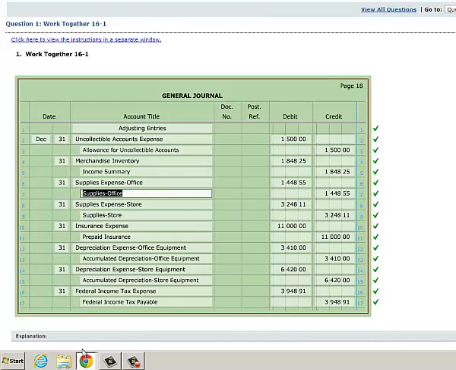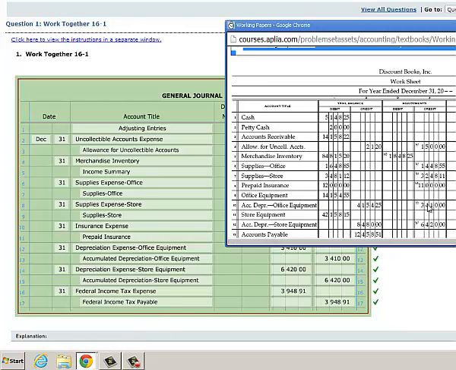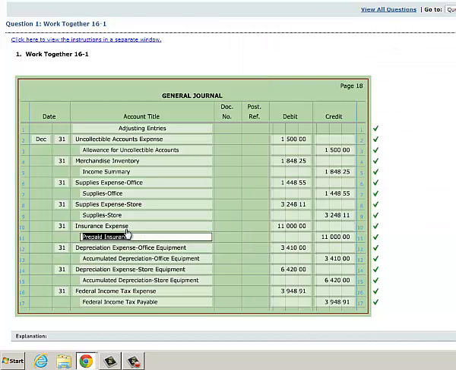As you keep going down, you're going to notice that the pattern continues. So the next one would be supplies store. Supplies store, you do the same thing for it. Supplies expense, type in store, and then supplies store, and you take the number for supplies store. You go down to insurance expense. In this case, it's going to be insurance expense and then prepaid insurance because debits always come first. Then you get the two depreciations, just keeping going down the list.